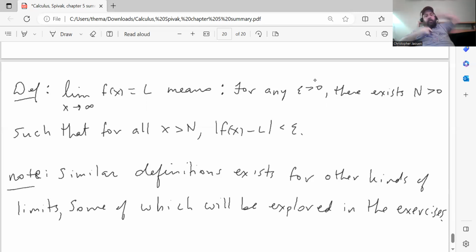So this is for the limit as x goes to infinity. The limit as x goes to infinity of f of x equals L means for any epsilon greater than 0, there exists n greater than 0, such that for all x greater than n, the absolute value of f of x minus L is less than epsilon. Right, so that's the last thing in the section.